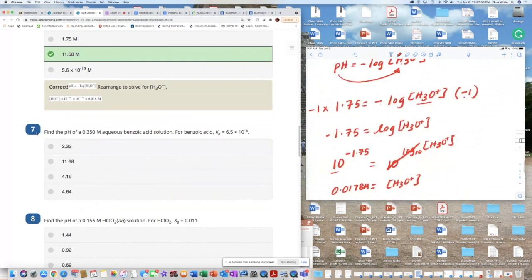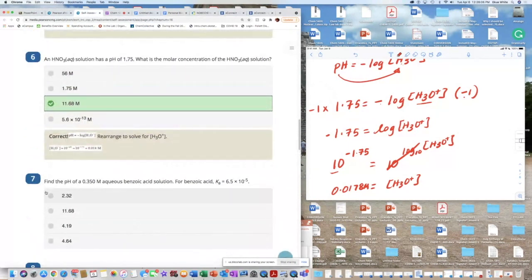Okay. Question number 7, because they're giving you Ka, communicates to you it's a weak acid. So let's compare question number 6 and question number 7. Question number 6 is a strong acid problem. So while we're here, I'm just going to let you know, most strong acid problems don't give you a Ka.